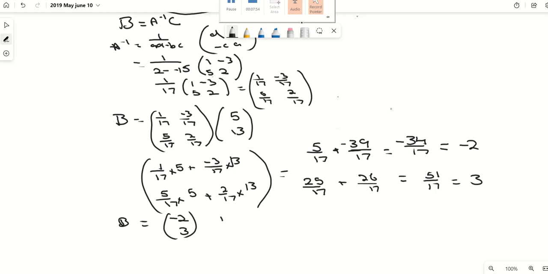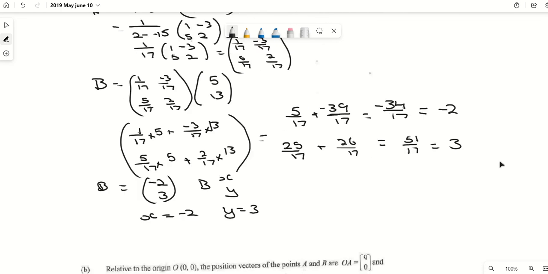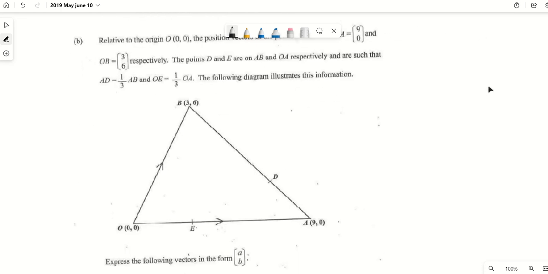We already also know B is equal to x, y. So x is equal to negative 2 and y is equal to 3, and that would be your answer. Okay, and that was the end of matrices in this question. Now they start with your vectors.